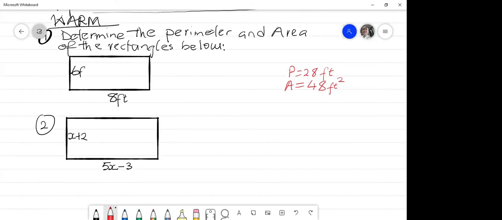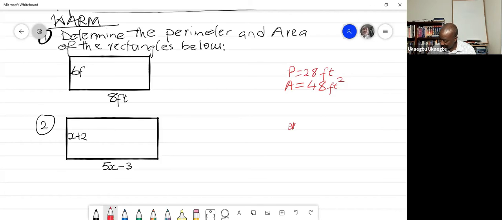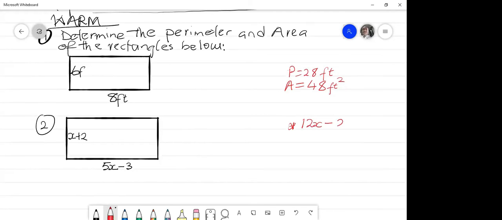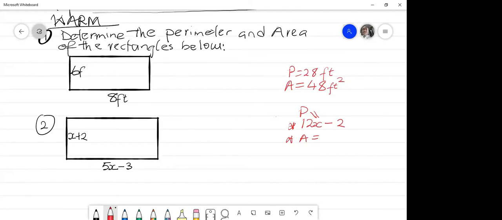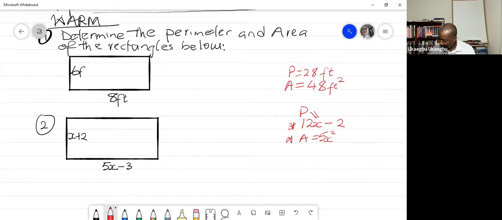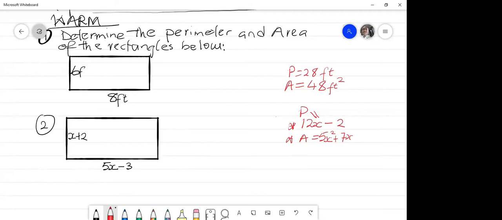12x minus 2. Somebody said, I'm going to write it here. I got that as well. You got 12x minus 2 as perimeter? Yes, sir. And then how about area? 12x minus 6, that's what I got. I got 5x squared plus 7x minus 6. Yeah, I got 5x squared plus 7x minus 6 as well.